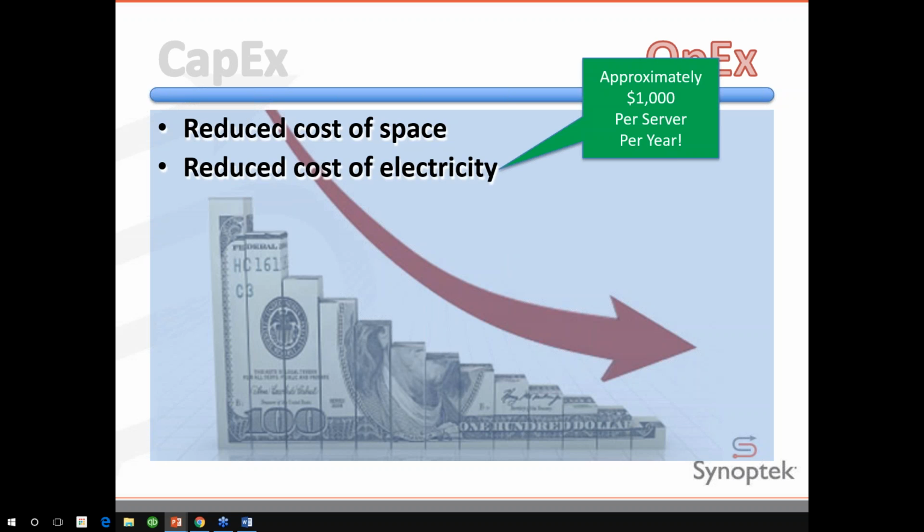Since you no longer own equipment, you no longer have to power that equipment. And it's been approximated that it costs about $1,000 per server per year to power the equipment. Imagine having hundreds or thousands of servers, $1,000 per server saved every year from now on.